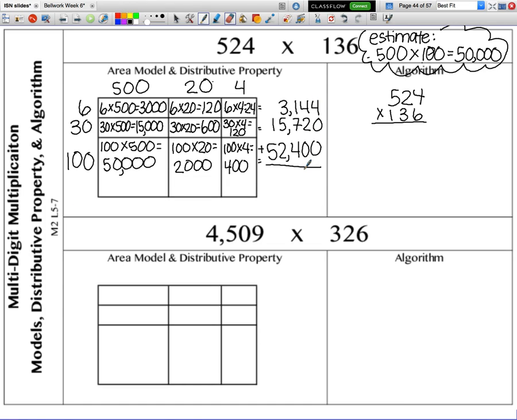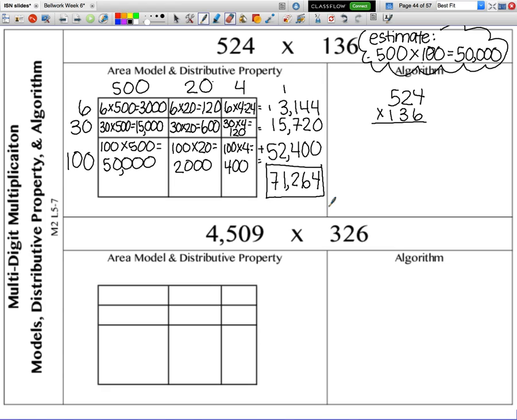And now we add. 4 plus 0 is 4. 4 plus 2 is 6. I know that 7 and 1 is 8, plus 4 more is 12. Carry that 1. I know 5 plus 3 is 8, plus 1 more is 9, plus 2 more is 11. Carry my 1. And 5 plus 1 is 6, plus 1 is 7. So my product is going to be 71,264.